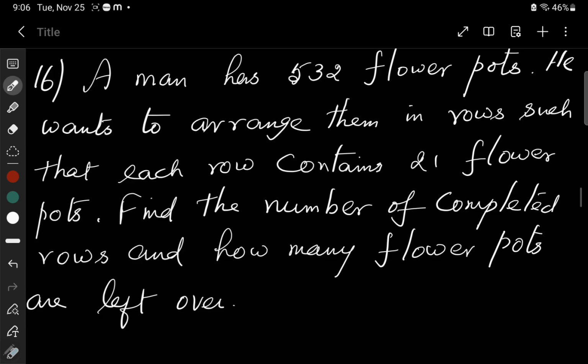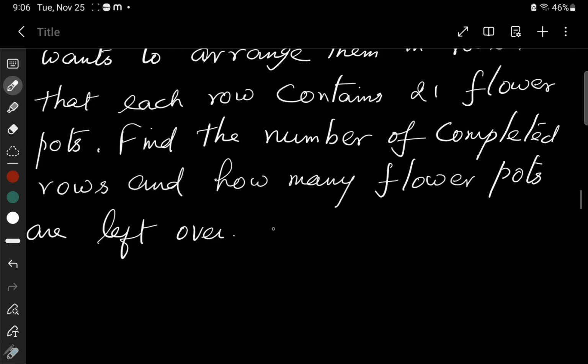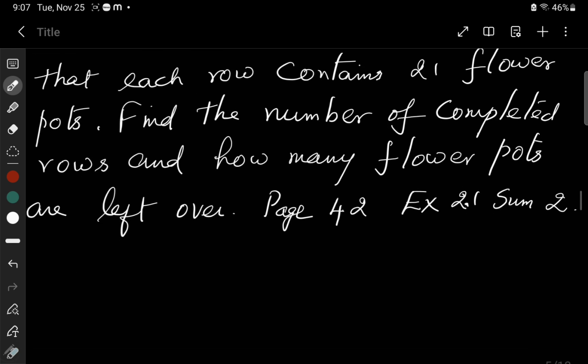See the next sum. A man has 532 flower pots. He wants to arrange them in rows such that each row contains 21 flower pots. Find the number of completed rows and how many flower pots are left over. You have to find the answer for 2 questions. It is also an exercise sum. It is in page 42, exercise 2.1, sum number 2. You can go through it in the video and try to do this sum.